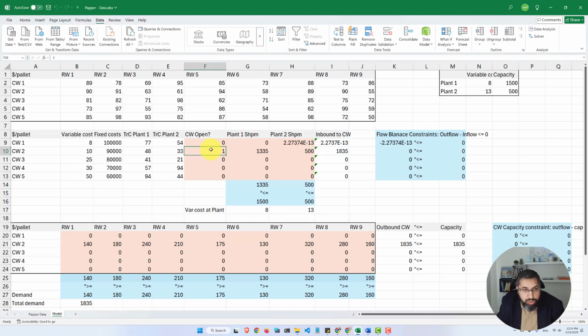Okay, so here's our solution. We are opening central variable number 2. We are using most of plant 1, 1335, and then some of plant 2. Notice we have not hit capacity on plant 1, but we're still moving to plant 2 because plant 2 is maybe closer to certain regional warehouses, and it saves you in transportation expense. Oh no, we don't ship from the plant directly to regional warehouses. Plant 2 is shipping only to central warehouse 2.